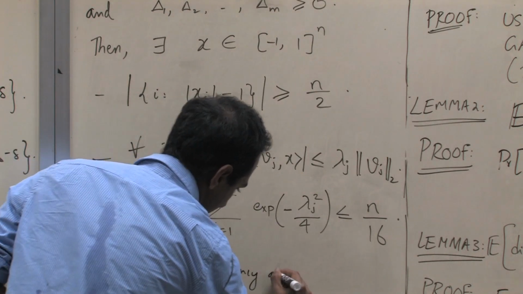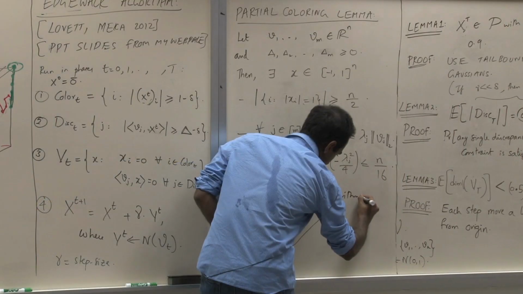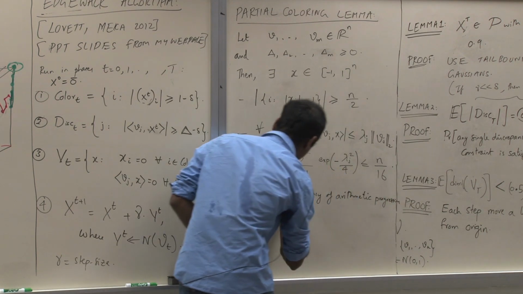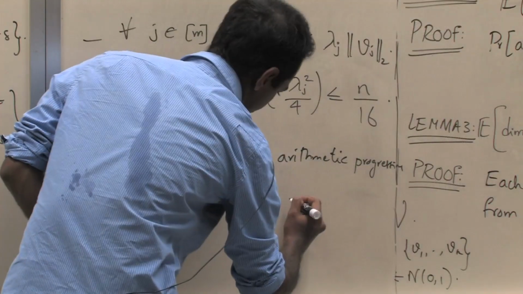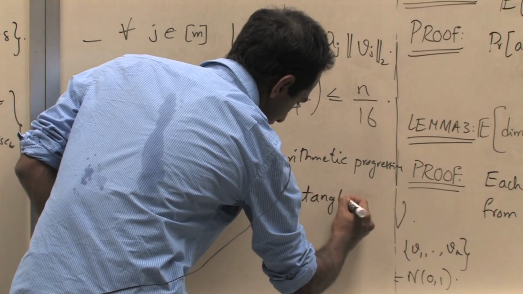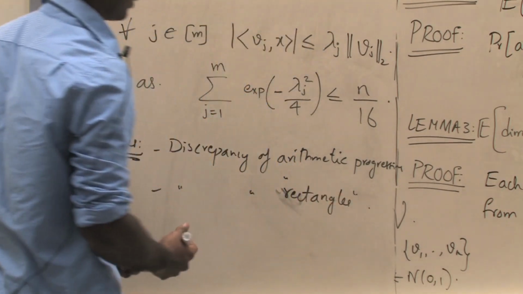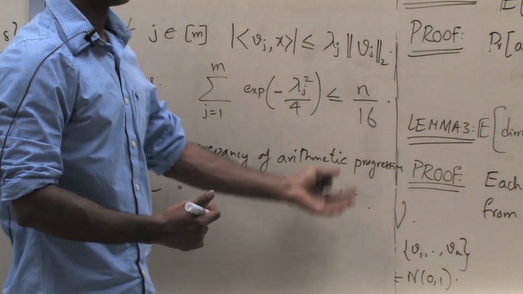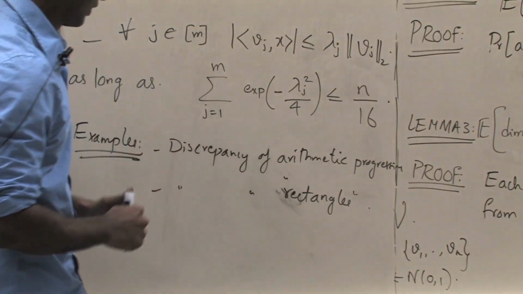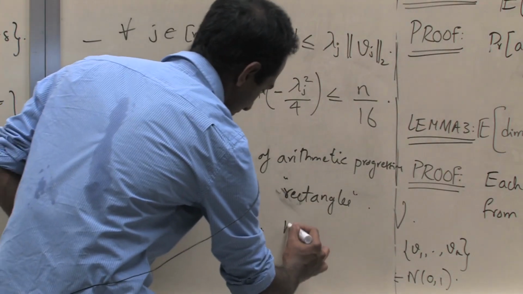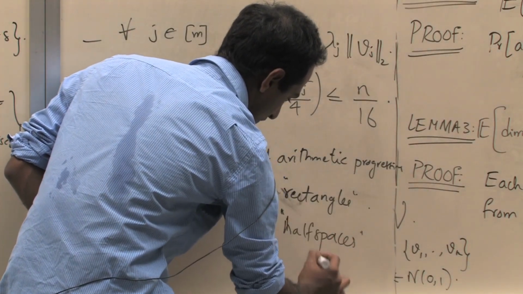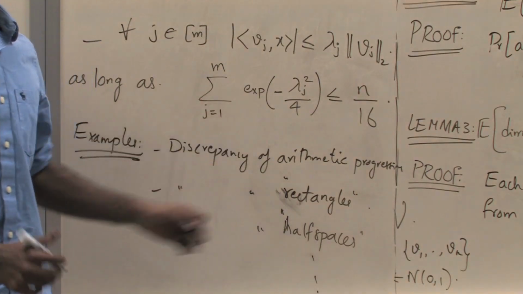Discrepancy of arithmetic progressions, discrepancy of rectangles. So I haven't defined rectangles, but it's a very natural definition where you're trying to fool sets which correspond to rectangles in low dimensions. And there are many other results like half spaces and so on. Okay, so there are many applications of it.